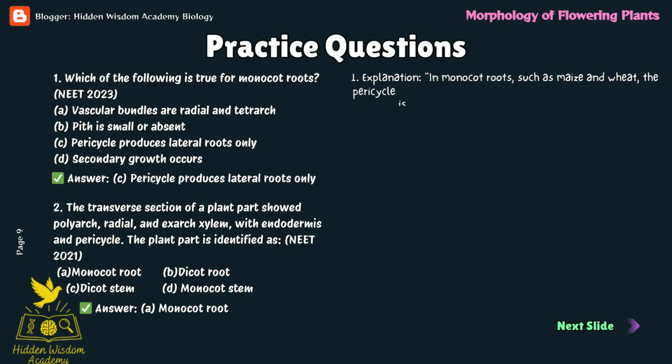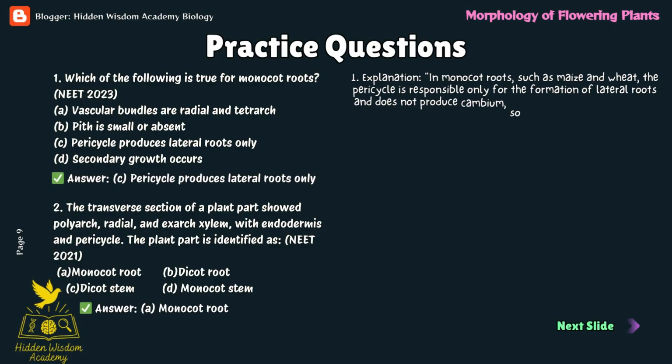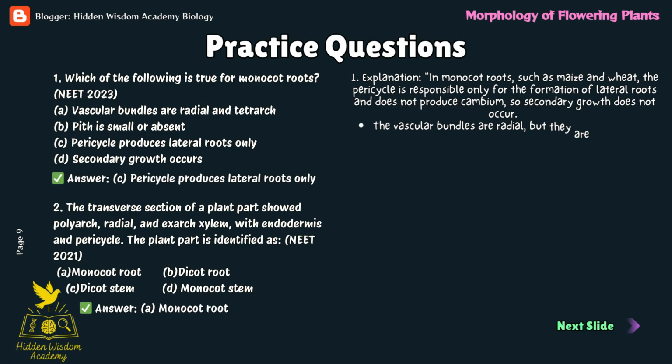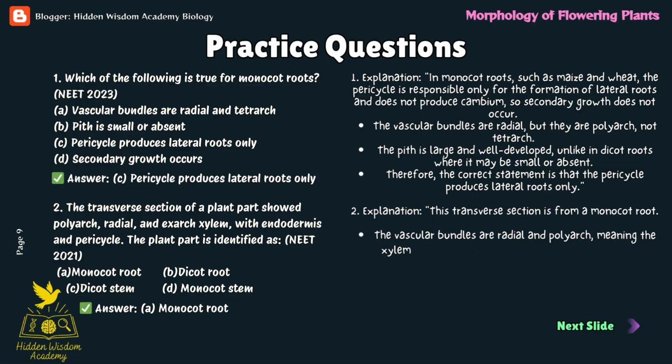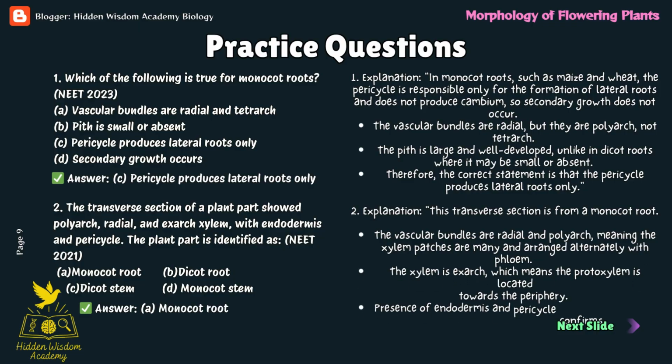Let's practice a few questions to test your knowledge. Let's start with question 1. Which of the following is true for monocot roots? This is a PYQ from NEET 2023. Option A. Vascular bundles are radial and tetrarch. Option B. Pith is small or absent. Option C. Pericycle produces lateral roots only. Option D. Secondary growth occurs.